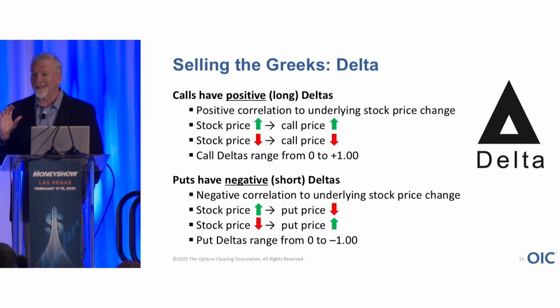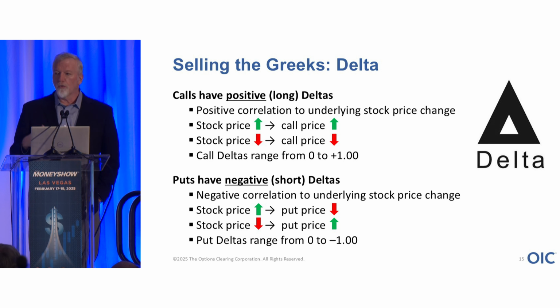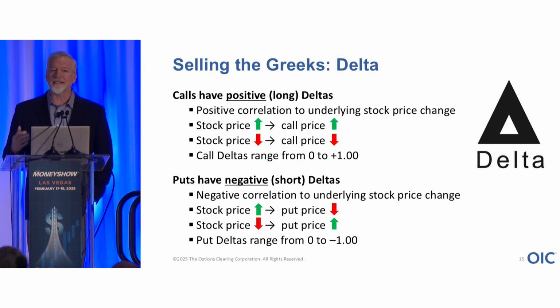So put deltas are negatively correlated. We typically say a call option has a delta of 0 to 100 or 0 to positive 1. Puts have a delta, because they're negative, of 0 down to -1 or 0 down to -100.